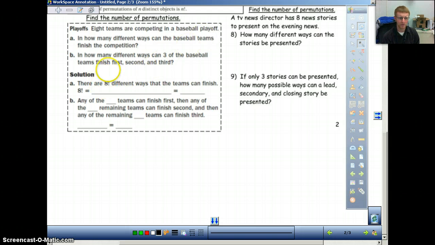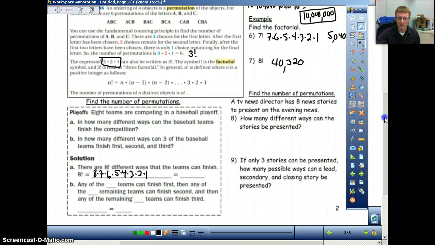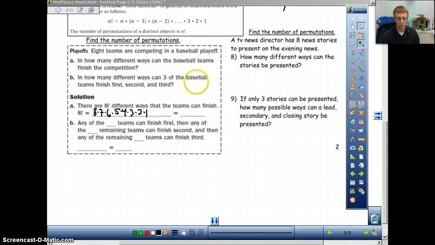Well, the point is that we have literally 8 factorial different ways, because you have 8 choices for first place, then you have 7 choices for second place, then you have 6 choices for third place, so you do 8 factorial all the way down. So that ends up being 8 times 7 times 6 times 5 times 4 times 3 times 2 times 1. And we actually already did 8 factorial above, and you get 40,320.